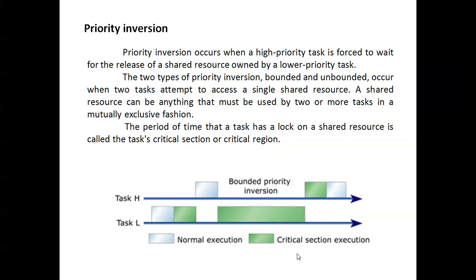There are two types of priority inversion: one is bounded and the other is unbounded. So these two tasks share a single resource. The task that has locked a shared resource is in its critical section or critical region. Bounded priority inversion: the white box we can call normal execution, and green is critical section execution. So normal execution is going in task high. For task low, the critical section is also going.